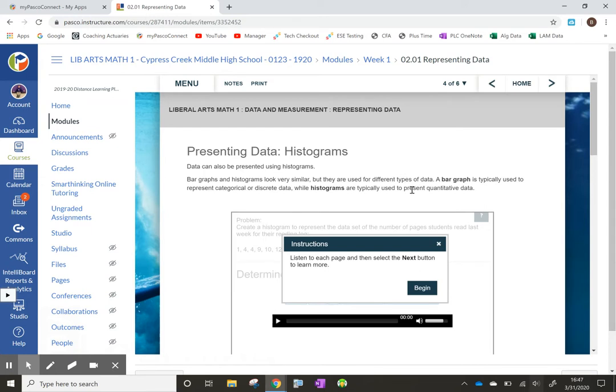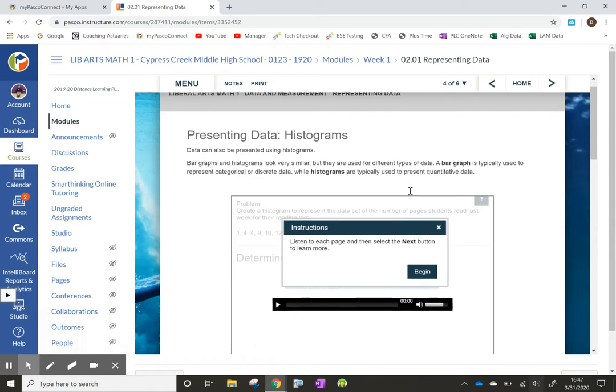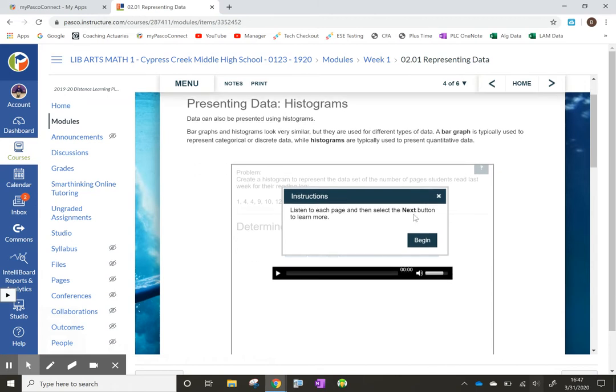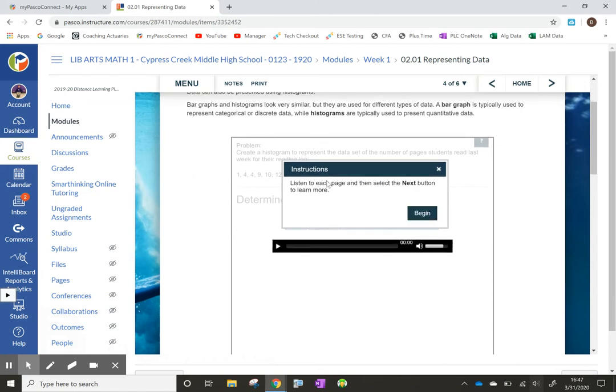So now histograms. Like I said, it's basically a bar graph, but it's a bar graph where the bars are connected. There's no space between the bars. This is for quantitative data that is numerical in value, like heights, percentages, things that are numbers. Bar graphs and histograms look very similar, of course, but we mentioned the difference between them. The instructions say to listen to each page and then select the next button to learn more.